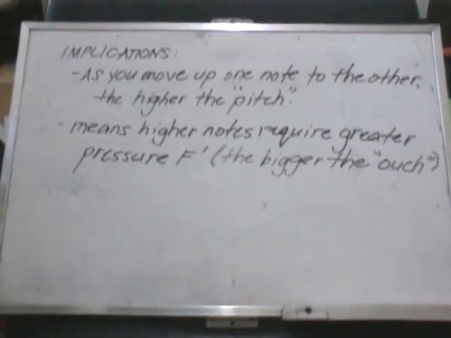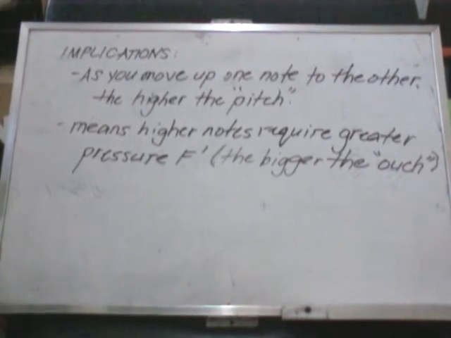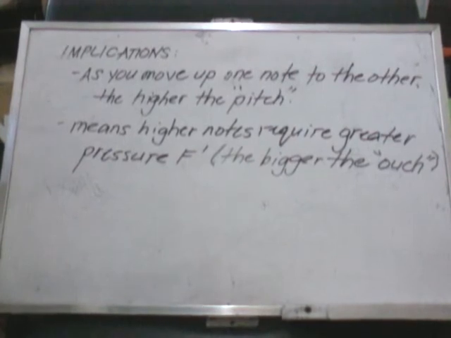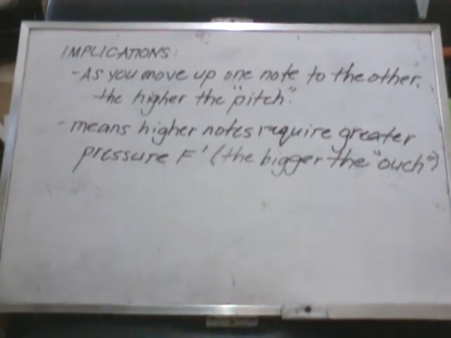Implications. As you move up one note to the other, the higher the pitch. That's one. Another, it also means that higher notes require greater pressure or F sub prime, and that means the bigger the ouch as you move up a notch. And that's the reason why guitarists form calluses on their fingers.